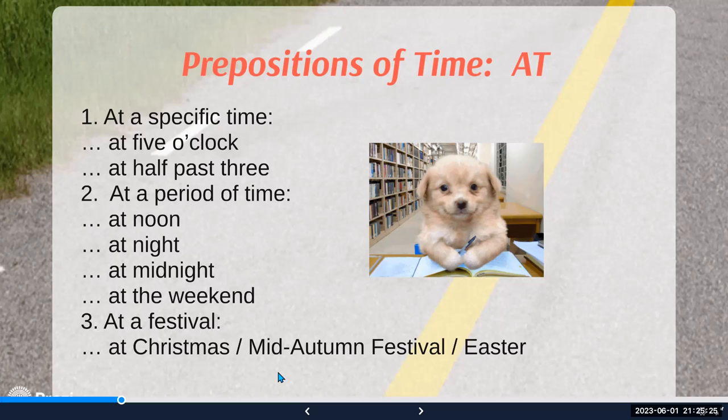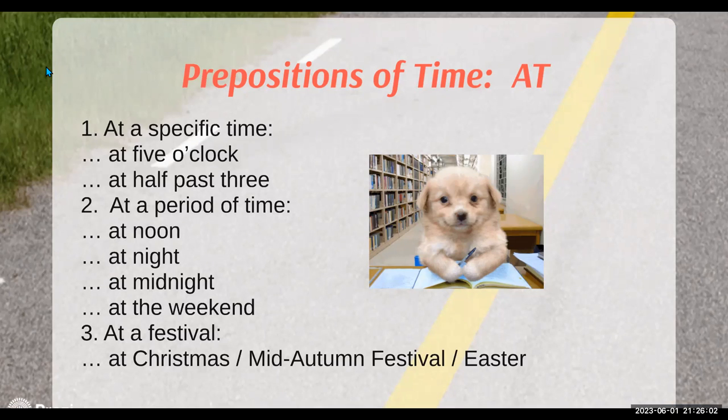What about number two? Para un periodo de tiempo, ¿cuáles expresiones voy a usar? At noon, at night, at midnight, at the weekend. Okay, mira, todas llevan at. And number three, at the festival. Chao, please. At a festival, at Christmas, at mid annual festival.